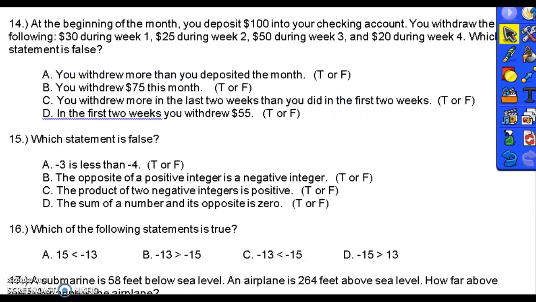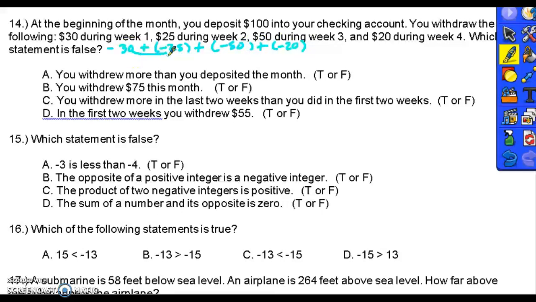Number 14: at the beginning of the month, you deposit $100 into your checking account. You withdraw the following: $30 during week 1, $25 during week 2, $50 during week 3, $20 during week 4. Which statement is false? You withdrew more than you deposited, so let's add these up. Negative 30 plus negative 25 plus negative 50 plus negative 20.